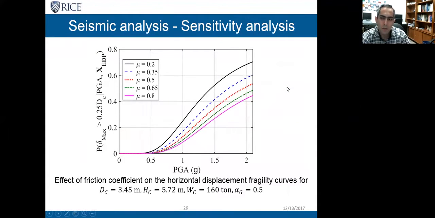As I mentioned before, the meta models are very useful for sensitivity analyses because they can be used for any given set of predictors as long as they fall into the ranges that the meta model was trained for. In this plot, I'm studying the sensitivity of the horizontal displacement to the friction coefficient. And as we expect, for smaller friction coefficients we want to see larger displacements, which this plot basically shows. For the smallest friction coefficient, which is 0.2 here, we have the largest probability of failure.